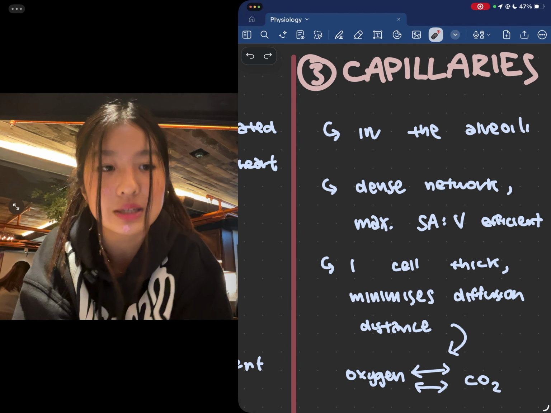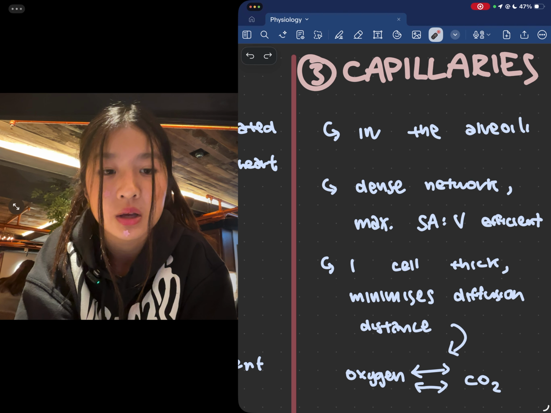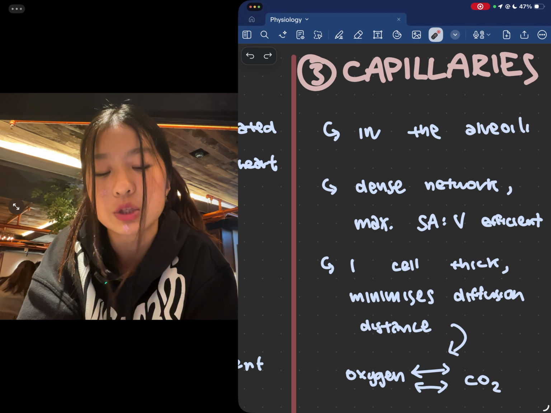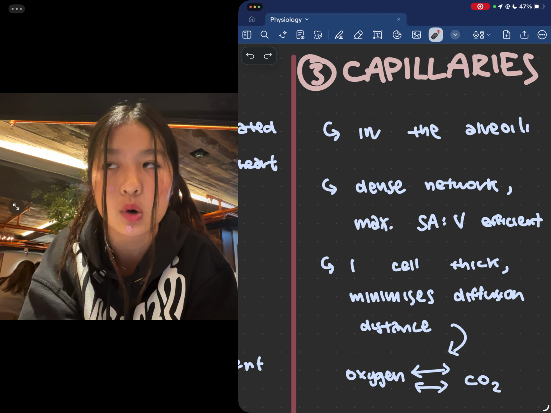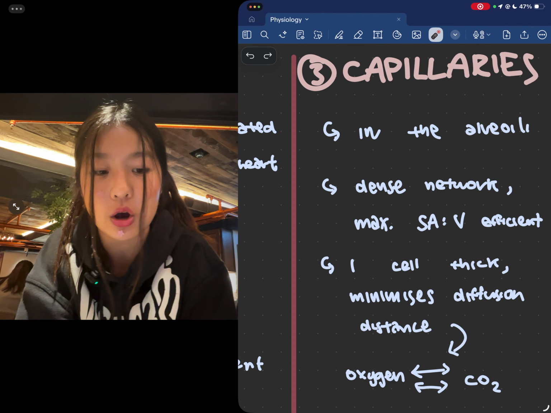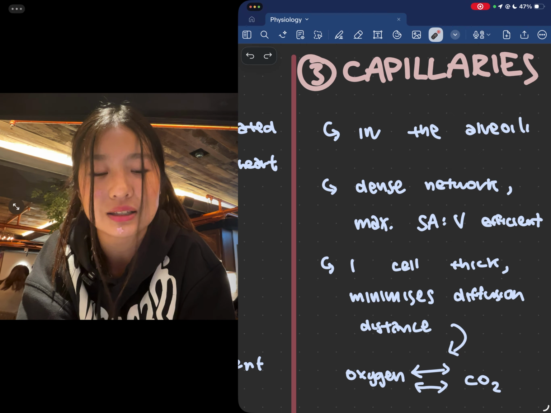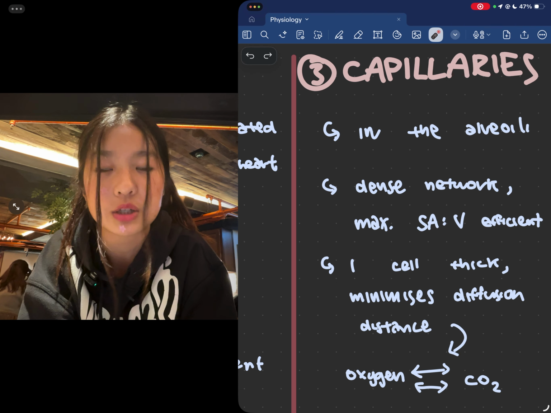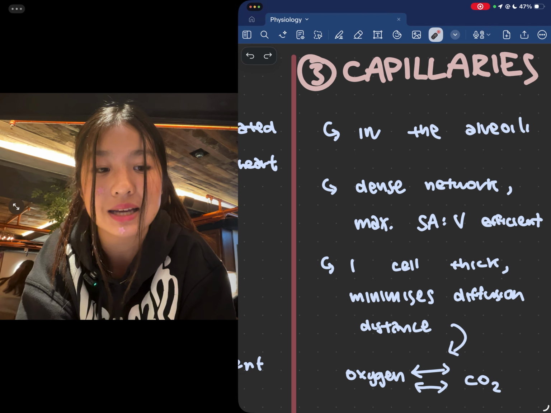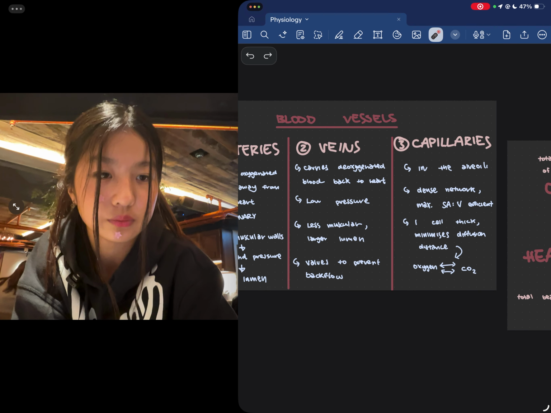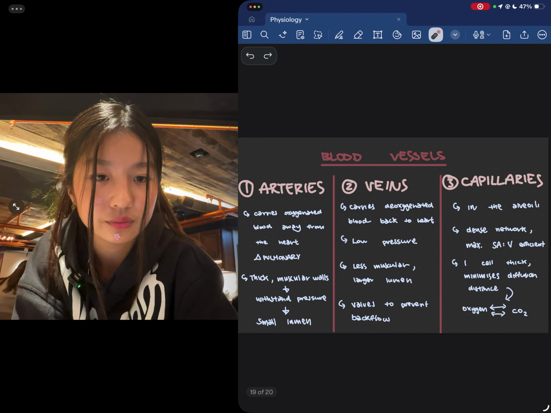And capillaries are a dense network in the alveoli, and they're one cell thick, which minimizes the diffusion distance for gases to travel, mainly oxygen and carbon dioxide. And they have a maximized surface area to volume ratio, which makes transport of nutrients and gases really efficient. And that is what we use to calculate cardiac output.